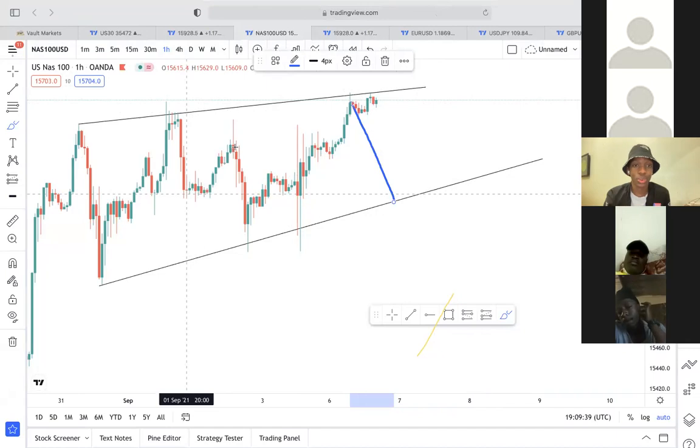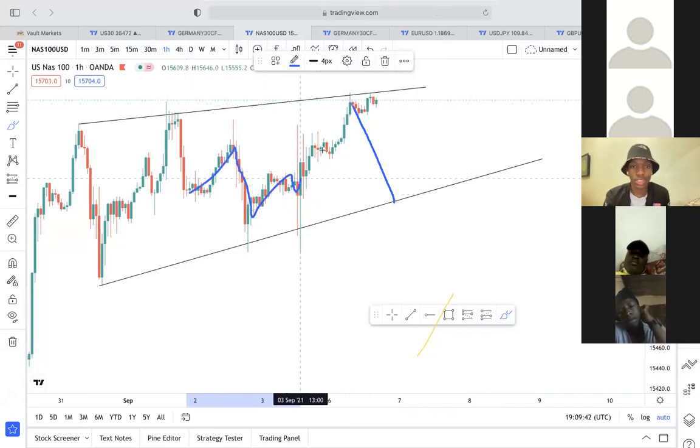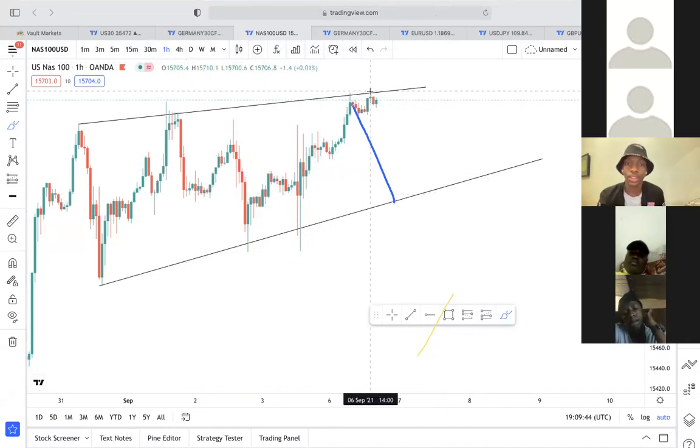Nowadays, look at NAS, it's so weak. Look at this, it's so weak. But anyways, you're not there. Let's carry on with our technical analysis.